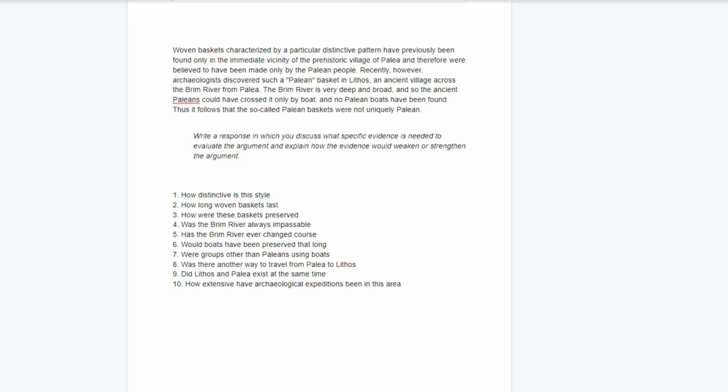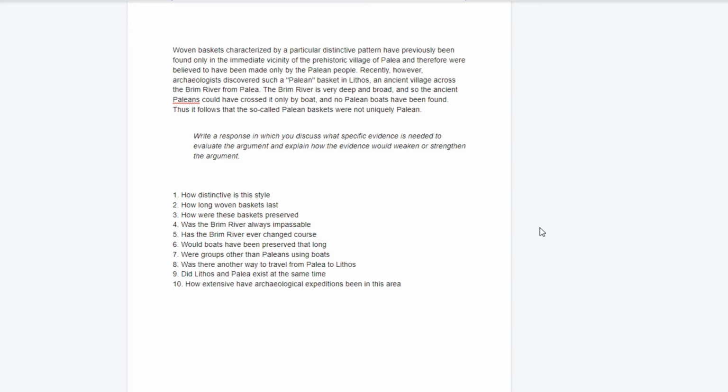and try to identify why is this a good question to ask? Why is this a good piece of evidence to suggest we need? So looking at number 1, I wanted to know how distinctive this style is. Or I guess if I were to phrase this in the passage, I would just say the evidence that would need to be presented is precisely what this particular distinctive pattern is. And why is that important?